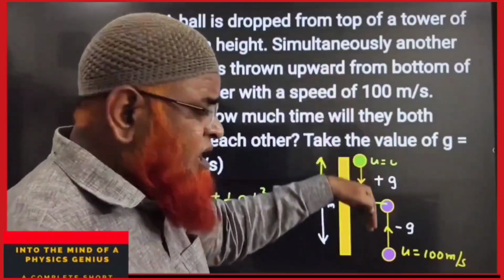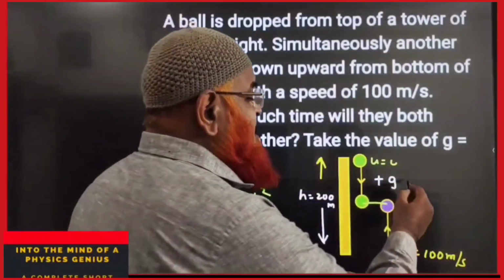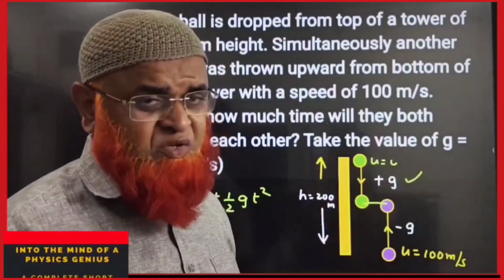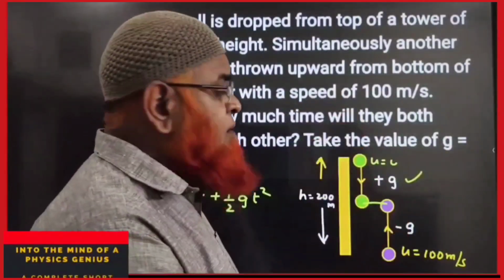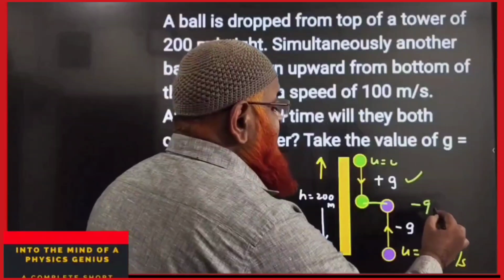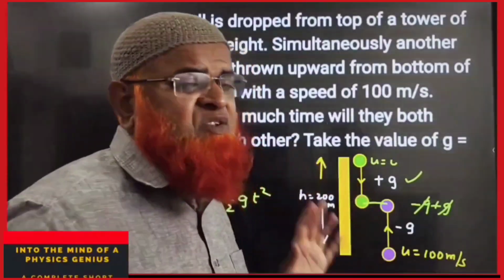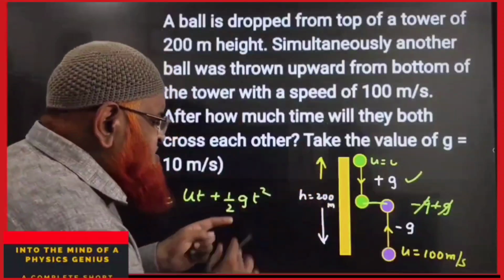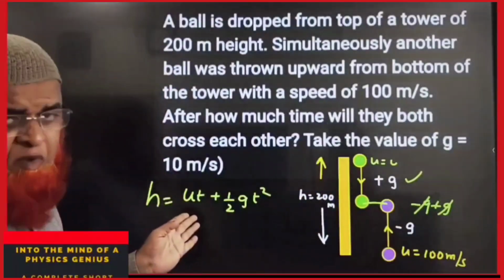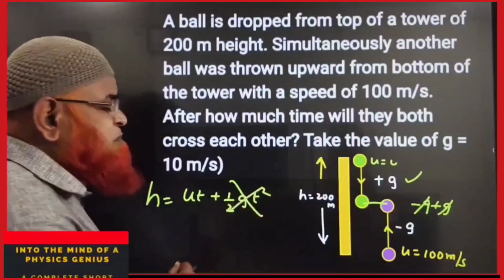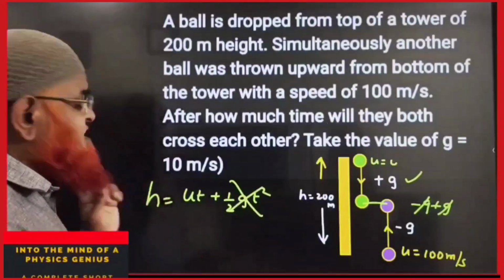One ball is going downwards, which means acceleration is plus g. One ball is moving upward, which means acceleration is minus g. But both are meeting at one place, so minus g and plus g get cancelled. There is no g; we need not take any g here. Generally these types of problems are done using this formula, where plus g and minus g cancel, meaning there won't be this part in the formula. Only this part is left.